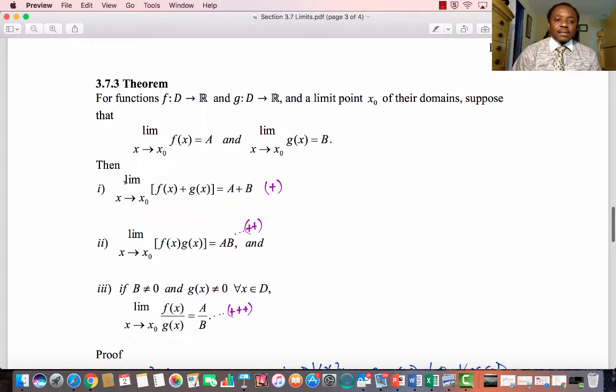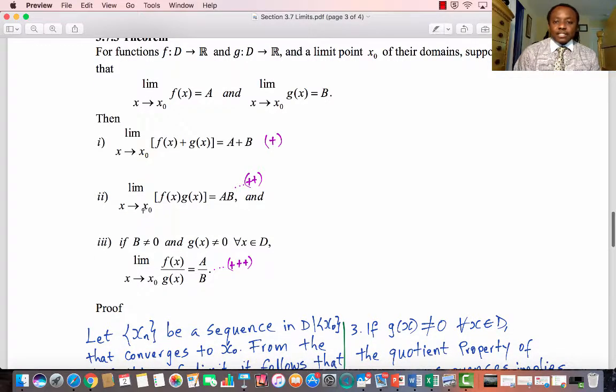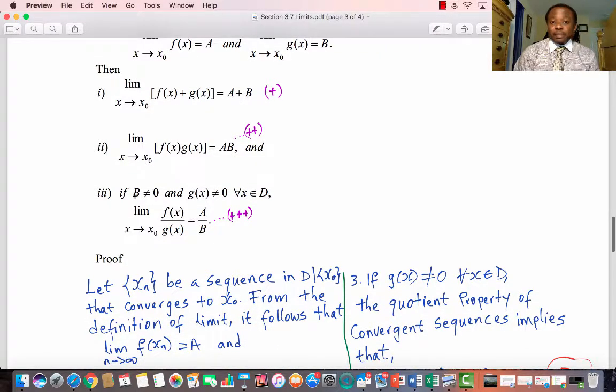Then we say that the limit as x approaches x naught of f of x plus g of x would simply be a plus b. The limit as x approaches x naught of f of x times, not composition, times g of x is a times b. And if b is different from 0, and g of x is different from 0 for every x in D, then we can say that the limit as x approaches x naught of f of x divided by g of x is a divided by b. Call the first equation plus, call the second plus plus, and call the third plus plus plus.